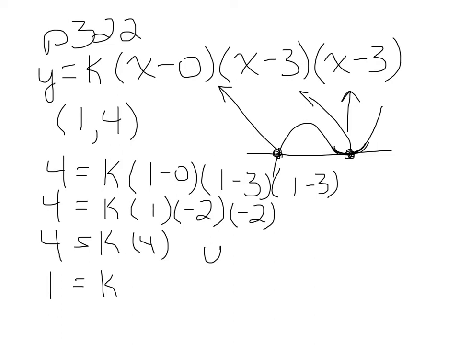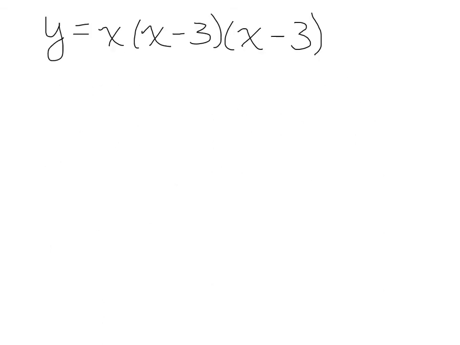So y equals 1 times x minus 0 times x minus 3 times another x minus 3. So you can write it as x minus 3 squared. Okay, so this is the factored form for the picture on 322. Of course, we knew the standard form from the beginning there for the picture at 322. So if I multiply this out, I should get the standard form.